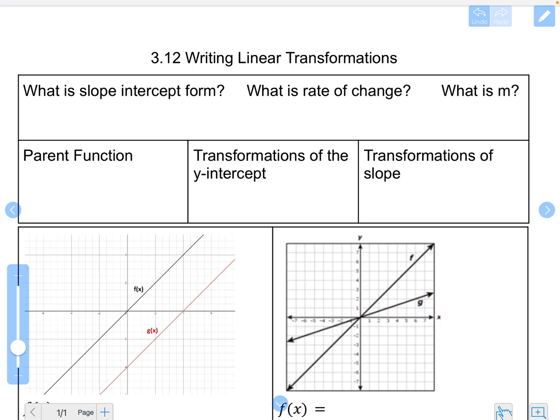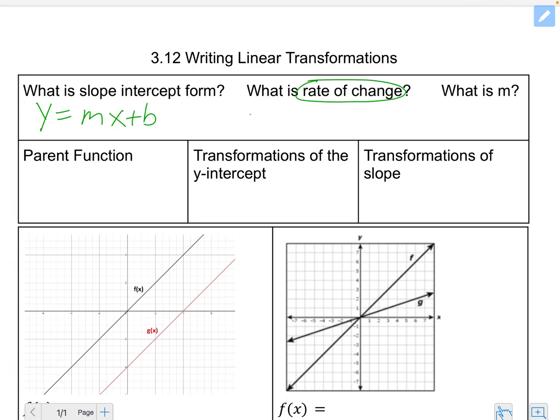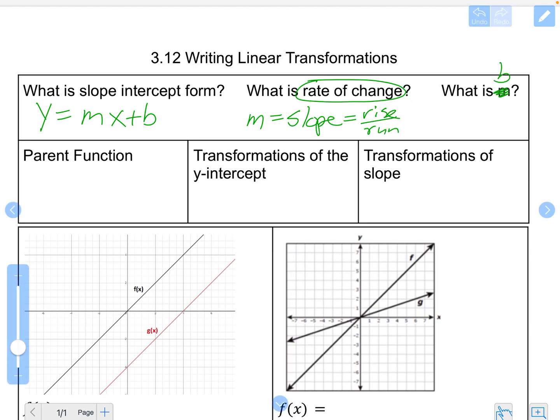It is y equals mx plus b. We know that our rate of change is the same thing as our m, which equals our slope, which equals our rise over run. Again, this shouldn't say m, it should say b. I know that my b is my y-intercept.